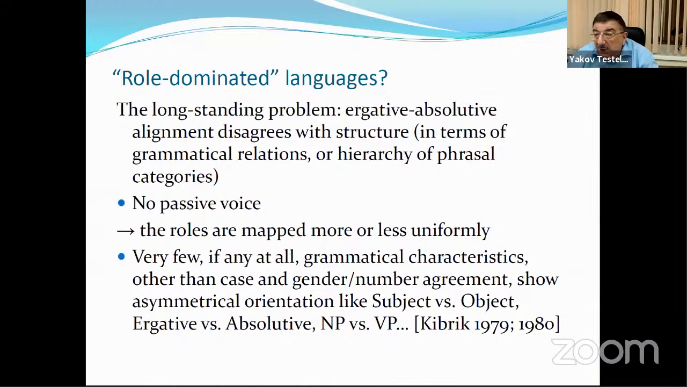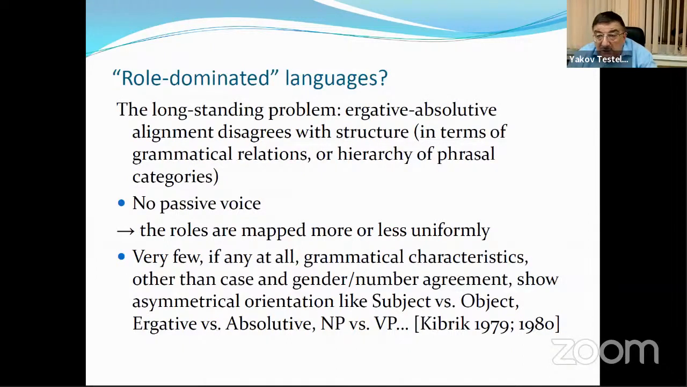So it's something like a superficial morphological phenomenon, but in East Caucasian languages, the situation is somewhat more difficult because there is no passive voice. The roles are mapped more or less uniformly. No passive voice, which switches the correspondence between grammatical relations and roles. Very few, if any at all, grammatical characteristics other than case and gender-number agreement show a symmetrical orientation like subject versus object, ergative versus absolutive, noun phrase versus verb phrase, which was noted by Kibrik in his works of the 1970s and 1980s.